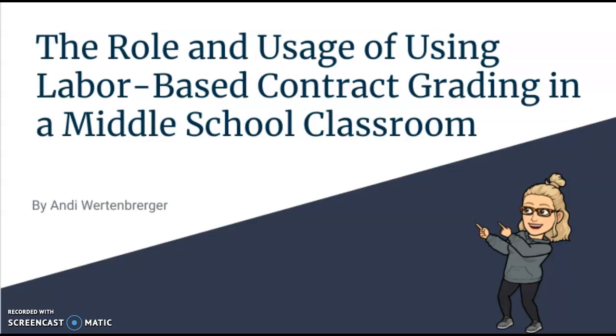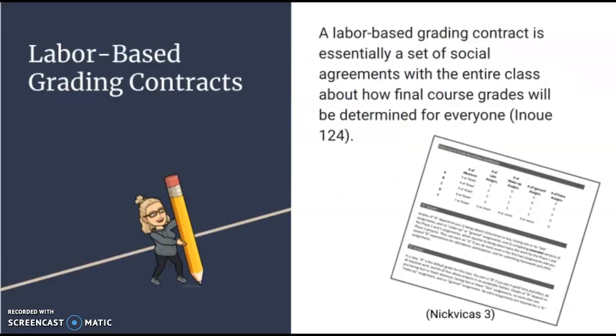So I'm going to begin by describing what labor-based grading contracts are. Basically, it's making requirements for a project or an activity and having the students also be included in the decision making of what grades are possible, from A all the way through F, whatever your grading system is. Here is an example that shows requirements, like if you want an A, this is what you're going to have to do.